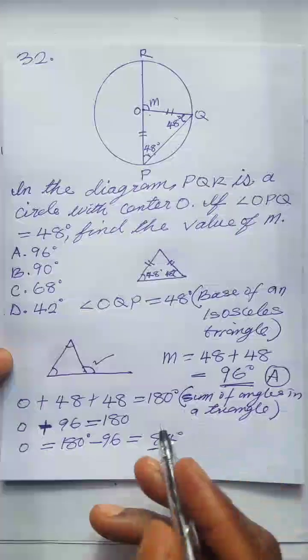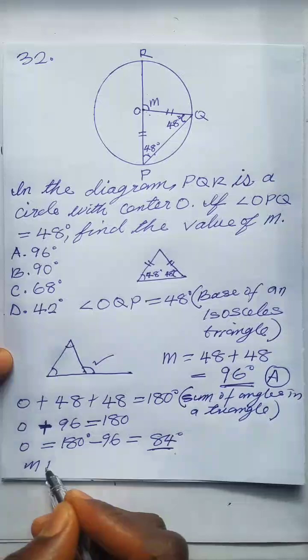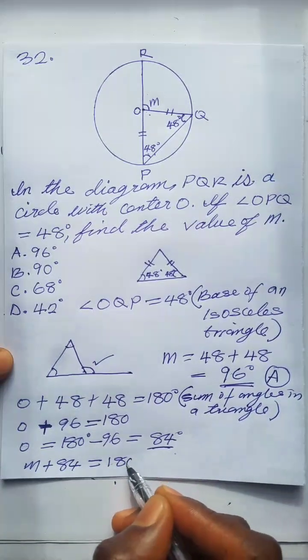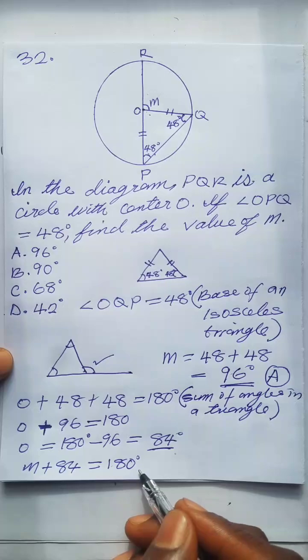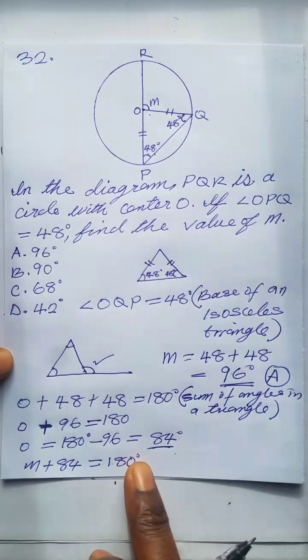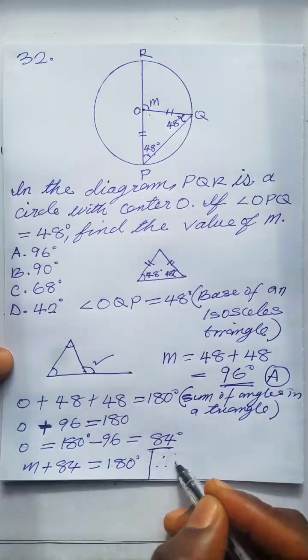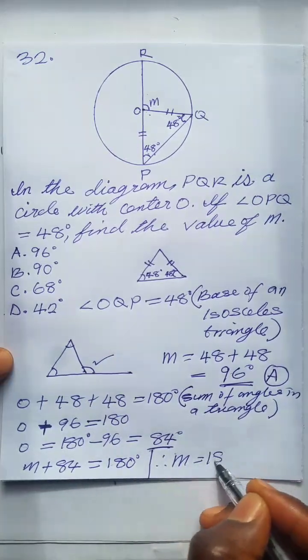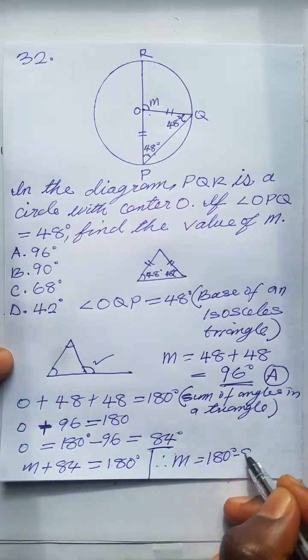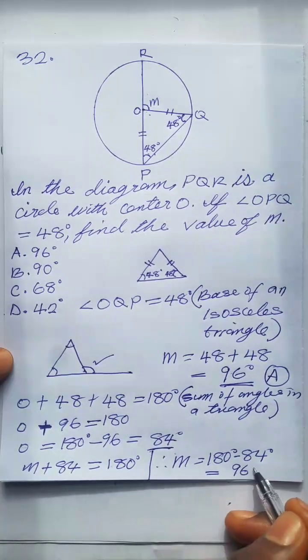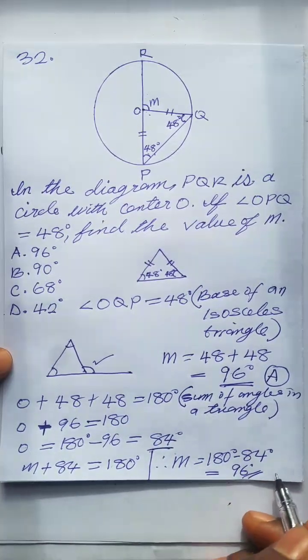So how can I get M? Therefore M plus 84 degrees is equal to what? 180 degrees. Why is it 180 degrees? Sum of angles on a straight line. I don't have space, I would have written that. Therefore what? M will be equal to what? 180 degrees minus 84 degrees. And what is that? The answer is 96 degrees. You still have your answer back. See?